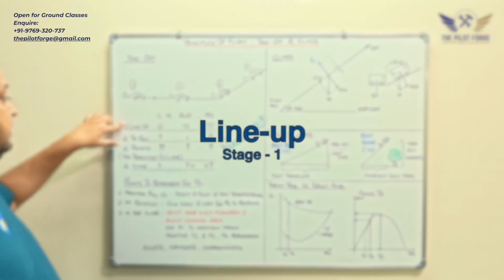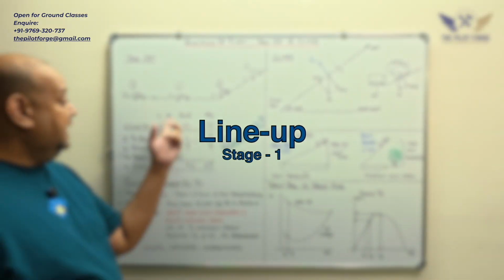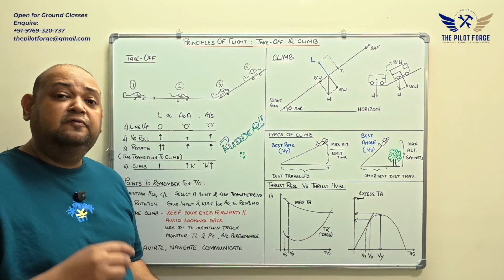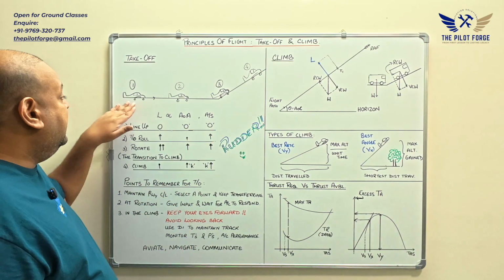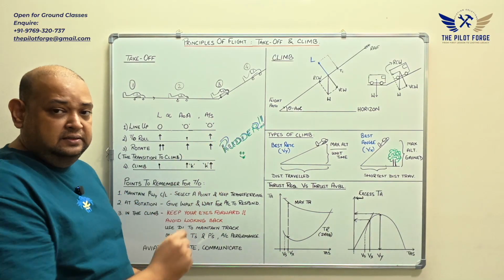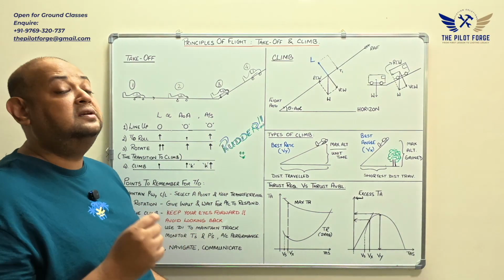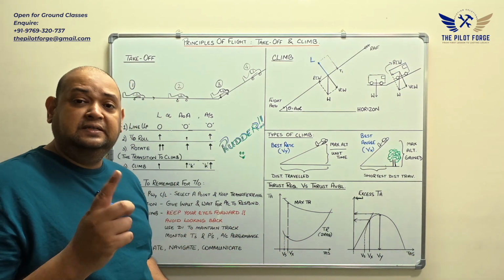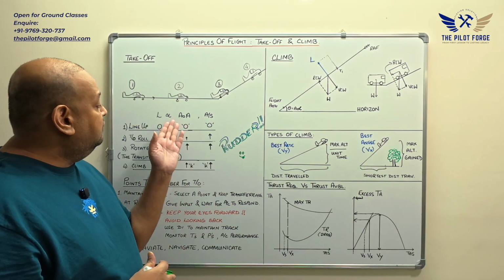Okay. Number one, line up. Lift is 0 because angle of attack is 0 and airspeed is 0. Now I've got these in parentheses for a simple reason. I'll tell you why. At line up, your aircraft is not moving. Okay, therefore airspeed is 0. But there can also be a situation where the wind is strong enough that it can create a positive airspeed reading. Alright, angle of attack is 0.